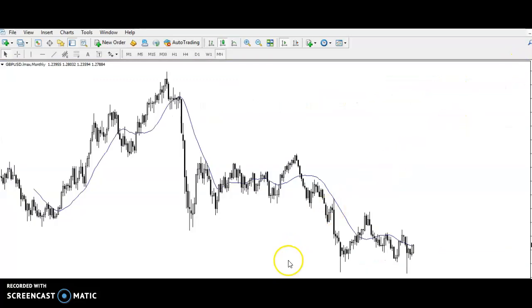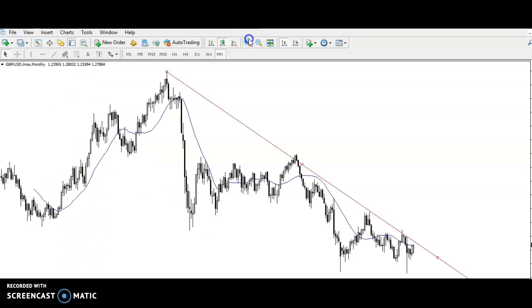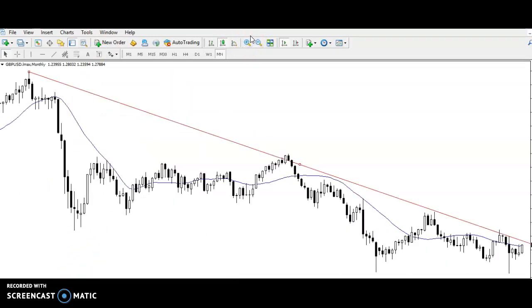Yes. But we clearly see this market is on a downtrend. This market has been trending downwards, as you see. It has been trending downwards for quite a long time, around since 2004. But right now we are more interested in where the market is at the moment.